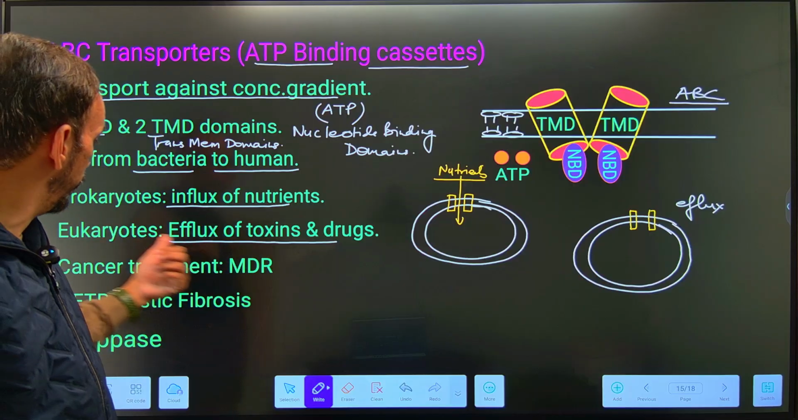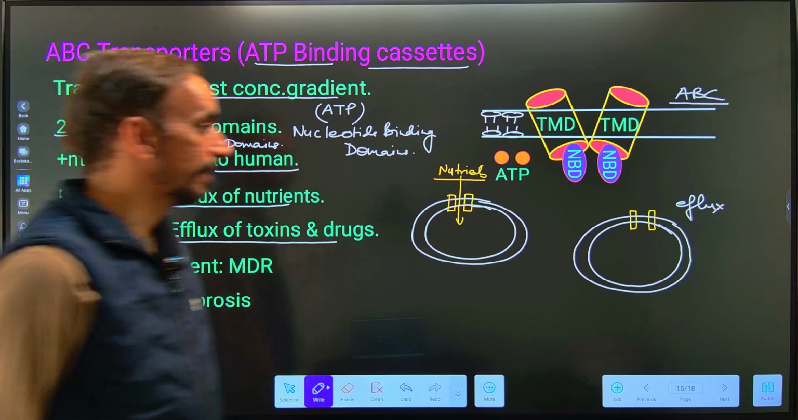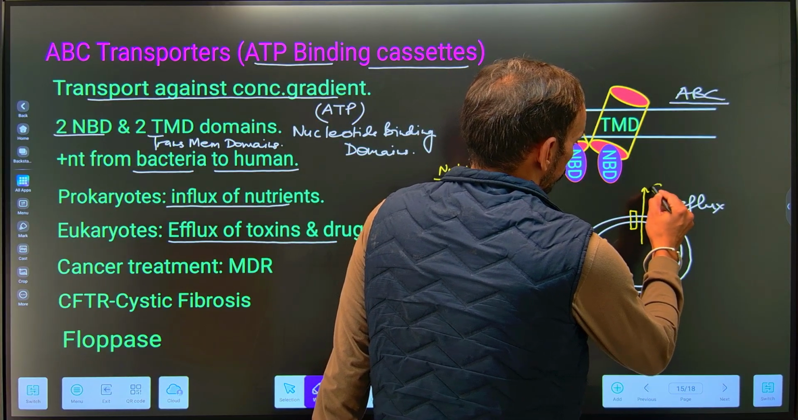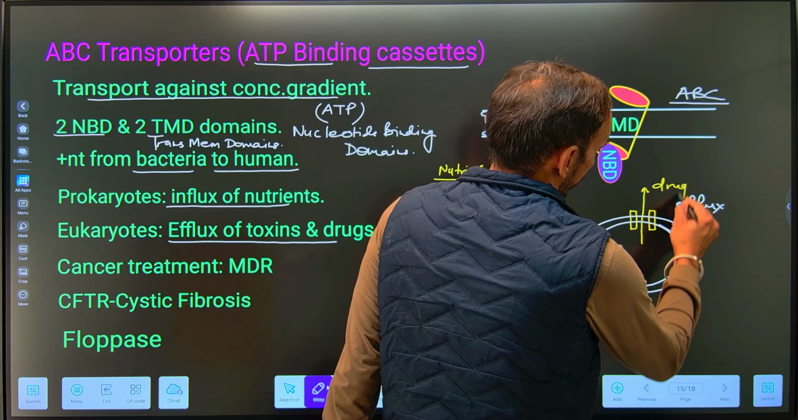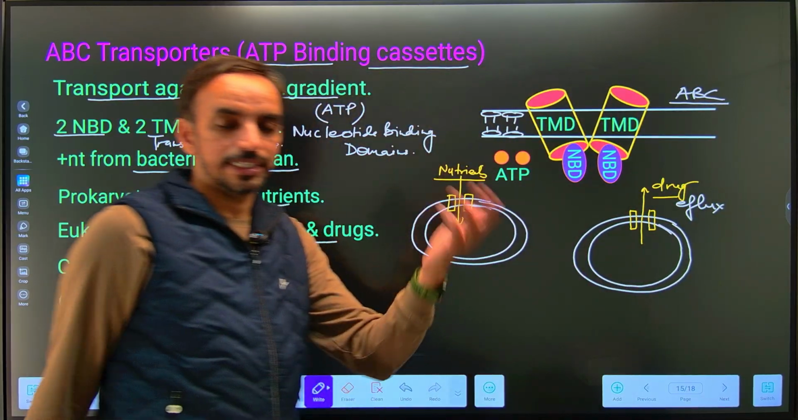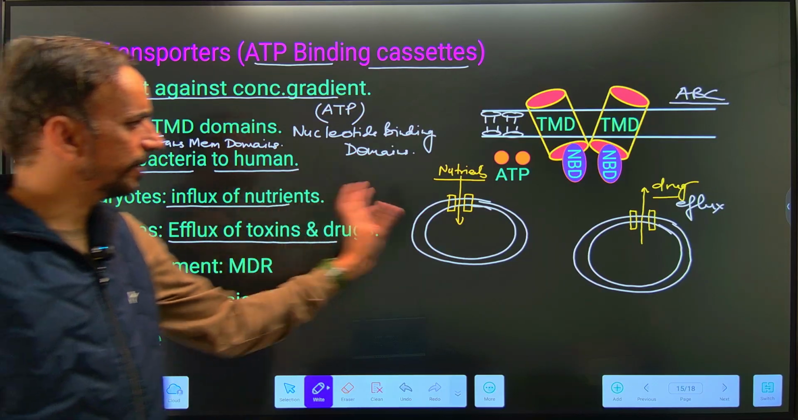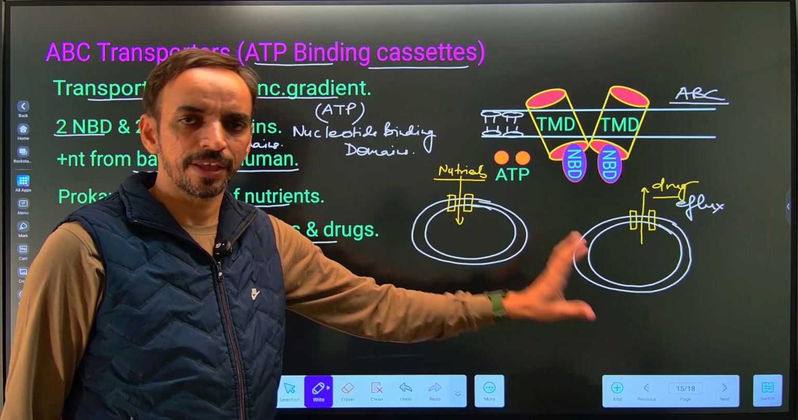So here the molecule, it will efflux the drugs outside the cell. So the drug that you have given inside, what will this do to it? It will efflux it, push it out of the cell. Who? The ABC class of transporter. So the function is entirely different.